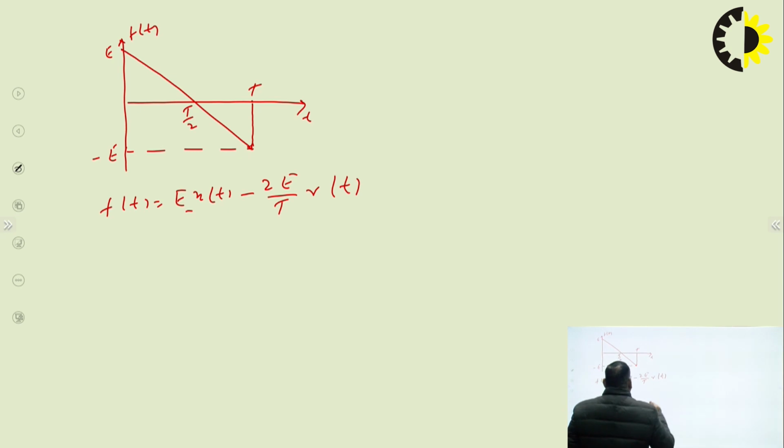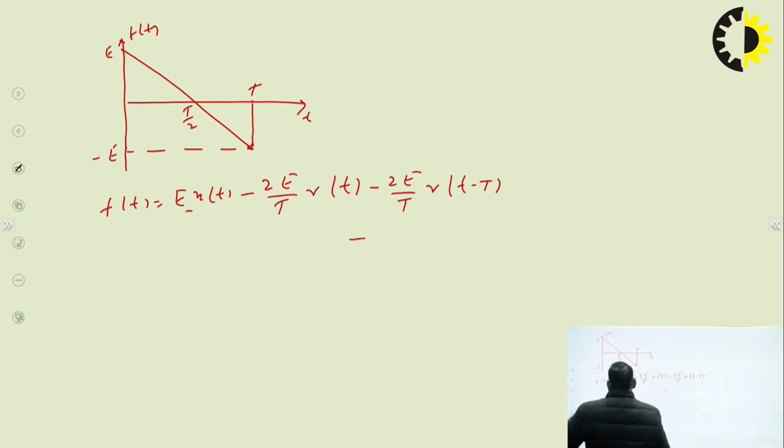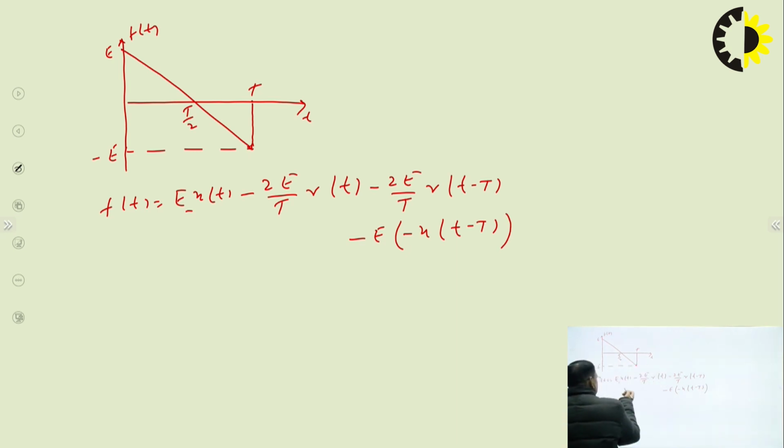Okay. Now the function terminates at capital T. So what do we have to do? We have to just deduct the slope. So how much? The same slope, 2E by T, the same slope r(t minus T). And also deduct minus E u(t minus T). So this is the graphical composition.